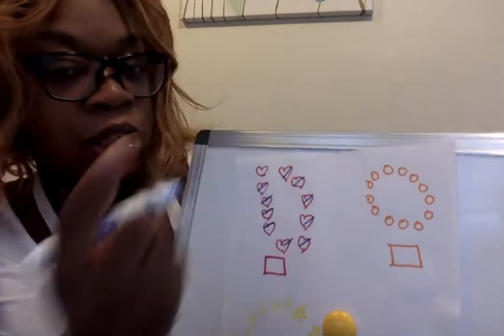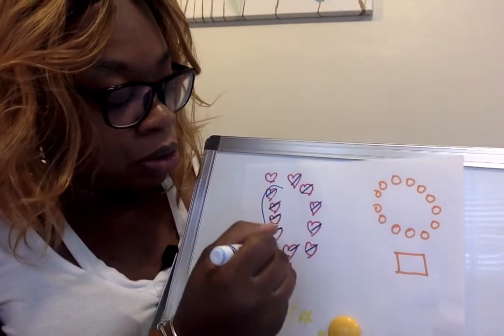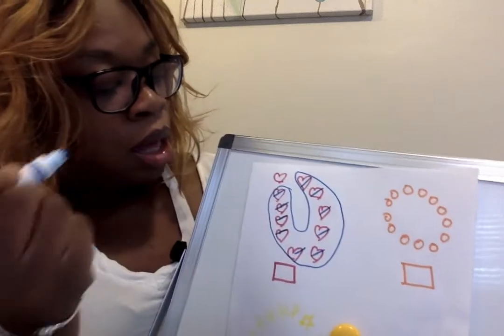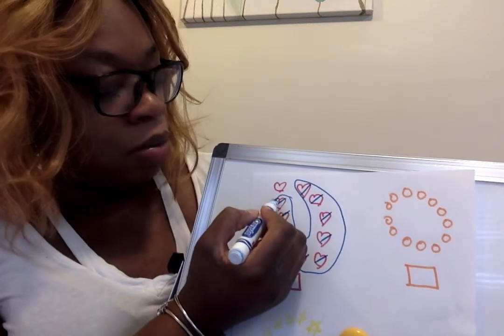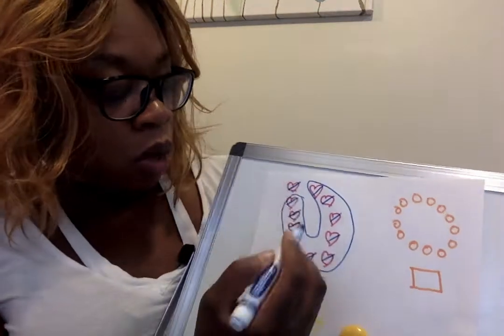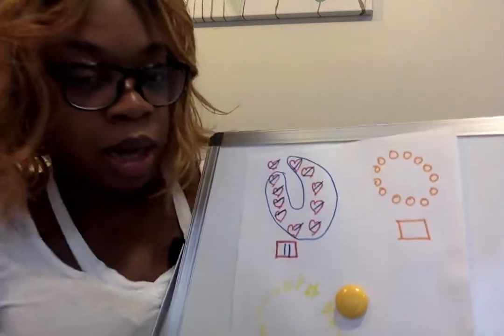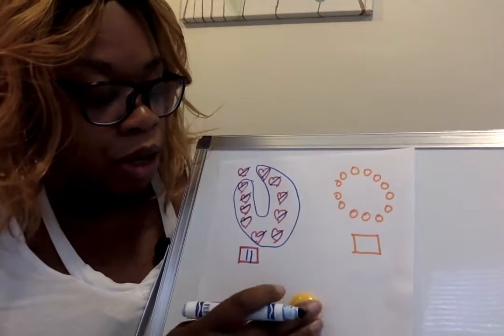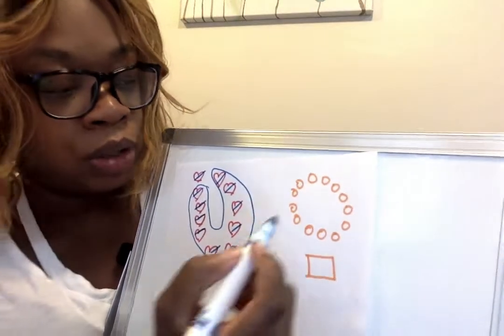Let's count. 1, 2, 3, 4, 5, 6, 7, 8, 9, 10. All right? And just like we talked about, I'm going to circle those 10. And how many do we have? When we count on, we have 10 1. So I can write that number right there: 10 1 or 11. All right, now let's count over here. This time we have circles.